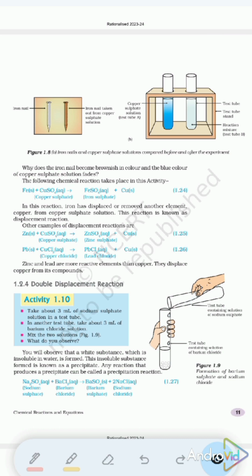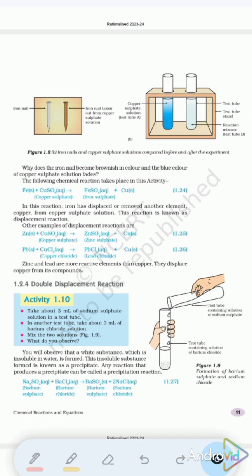Here they have asked a question: why does the iron nail become brownish in color and the blue color of the copper sulfate solution fade? Because iron is more reactive, it reacts very well. So when iron reacts with copper sulfate, it forms ferrous sulfate, that is iron sulfate, and displaces copper, and hence copper deposits on the nail. In this reaction, iron has displaced another element, that is copper, from the copper sulfate solution. This reaction is known as a displacement reaction. That is, one element is removing another element from its solution.